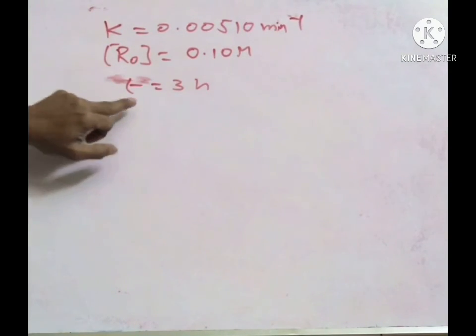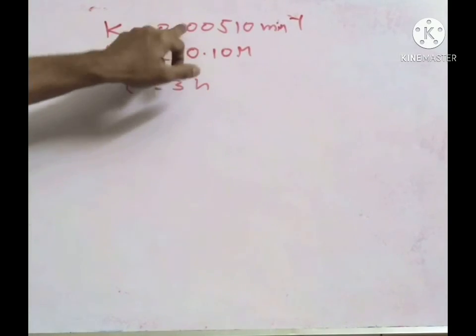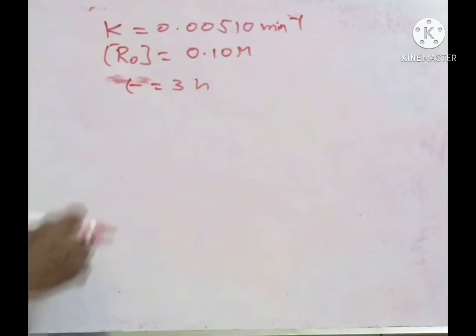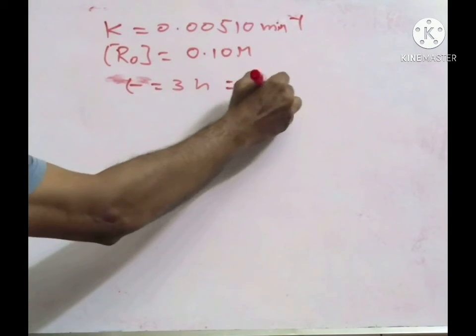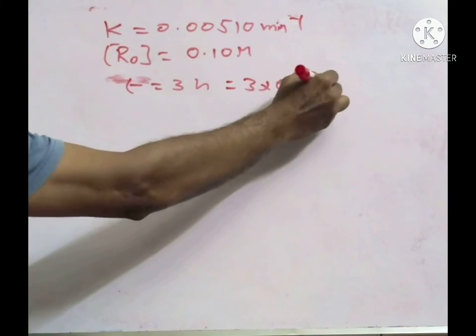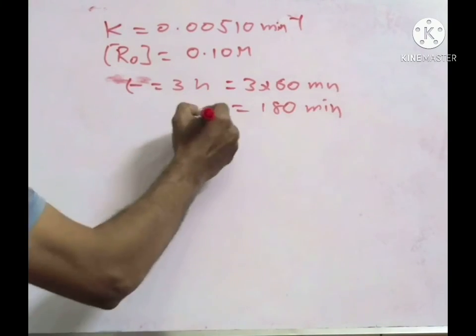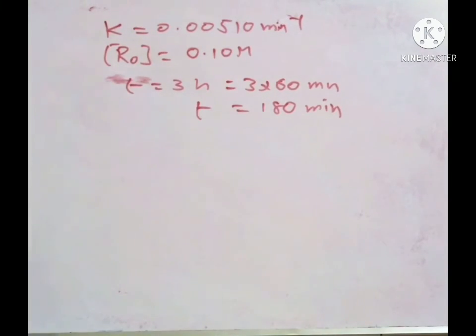And R0 was given, then time was given in hours. So everything should be in the same units, so better to convert. So time can be converted into minutes. 3 hours equal to 3 into 60 minutes. That equals 180 minutes. So time is 180 minutes.